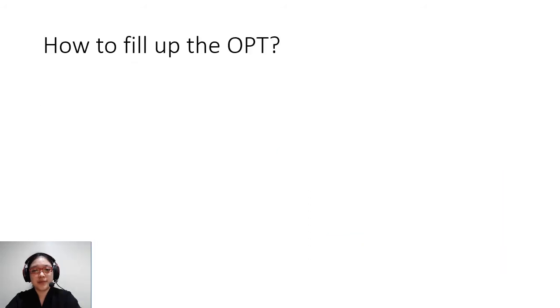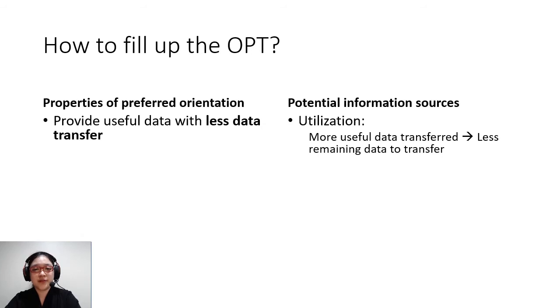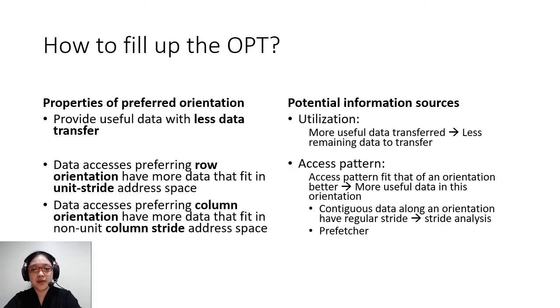But how do we fill up the OPT to actually have predictions in it? Remember that preferred orientation results in less data transfer. This can be roughly translated into data utilization, since more useful data per transfer means fewer transfers required. We also note that different orientations have different address patterns, usually regular strides. Hence, if we can identify the runtime axis pattern, we can compare whether it fits that of an orientation or not. For this, we can use stride analysis or prefetchers.